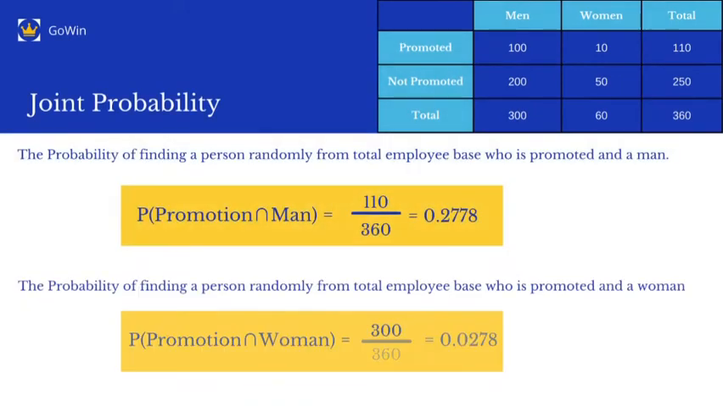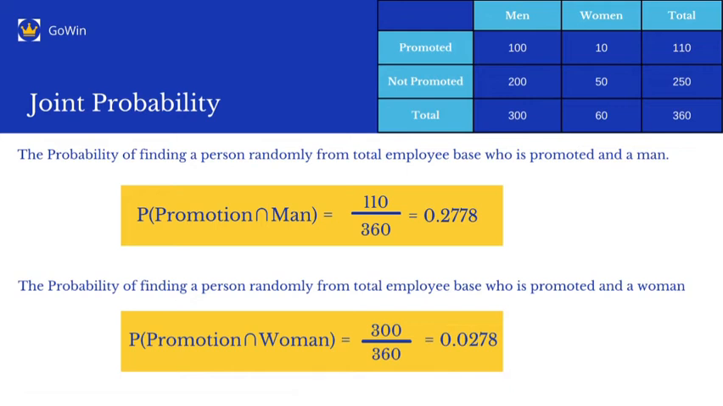Two, joint probability, which will give Rita the probability of finding a person randomly from the total employee base who is promoted and a man, which is equal to the number of promoted men divided by the total employee base, which gives us 0.22. Please note that for calculating joint probability, we have to consider the total number of employees as the base, which is 360 in this case.